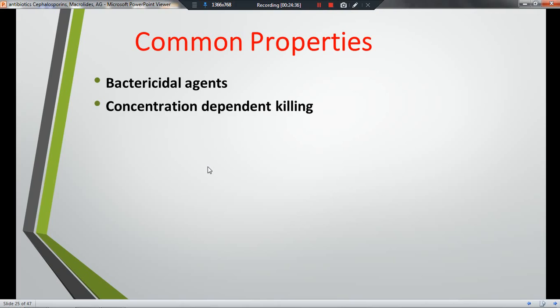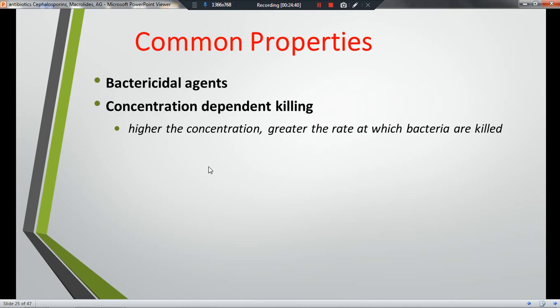Another property which they exhibit is concentration dependent killing. That is, the higher the concentration, the greater the rate at which the bacteria are killed. For certain antibiotics like penicillins, it depends upon how much time the antibiotic remains above the minimum inhibitory concentration. For them, you have to give it every 8th hourly, 3 times a day, so that the antibiotic concentration remains above the minimum inhibitory concentration.